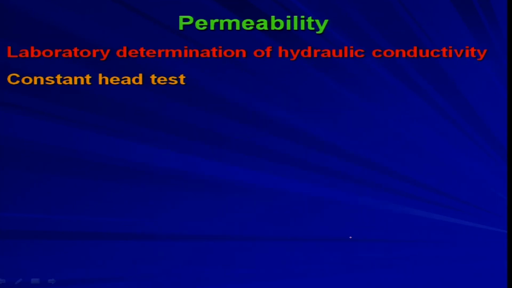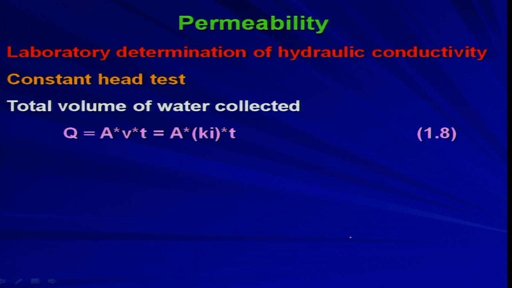Now, based on that, the expressions can be derived. The volume of water collected at time t is capital Q, which is nothing but A into v into t: the area of the soil specimen, into the velocity of the flow, and the time t. So at time t, that is whatever water you are collecting.